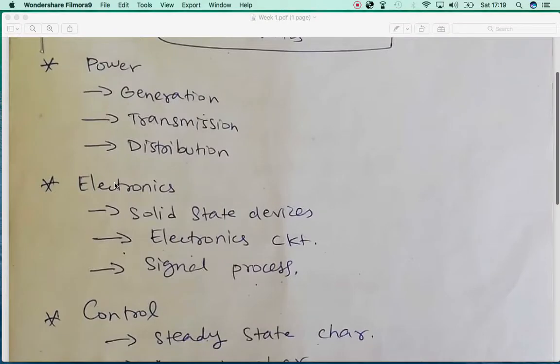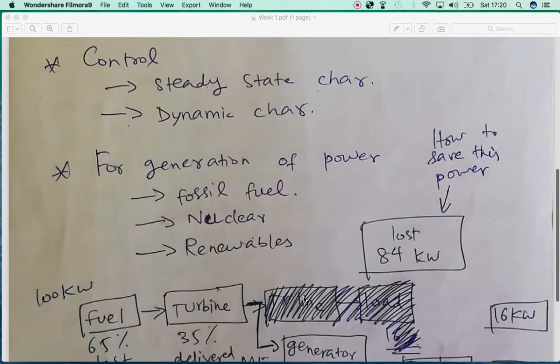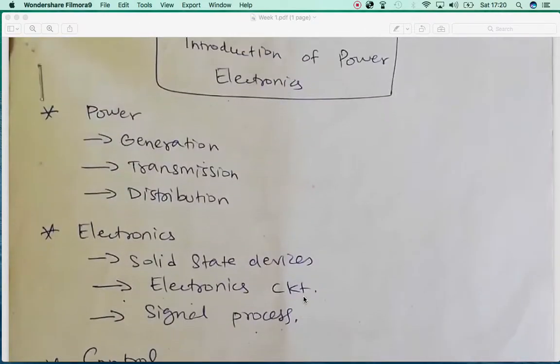The first one is the power, and then electronics, and afterwards control, and then we will be having a block diagram, and then there will be a conclusion from my side with reference to the importance of power electronics. So power, when we see the word power, then we come across these three kinds of operations which are very important and which are associated with power.